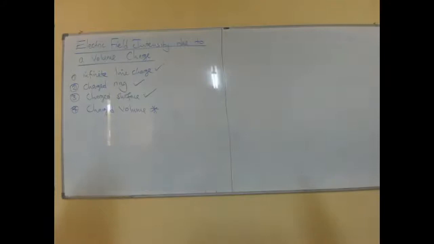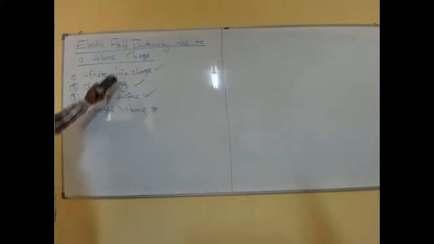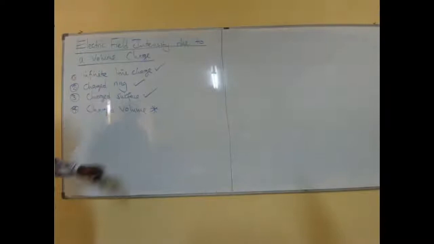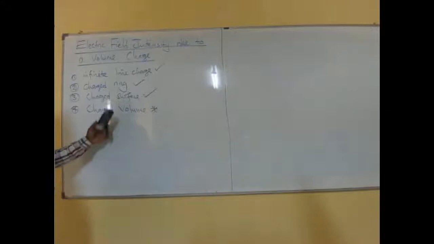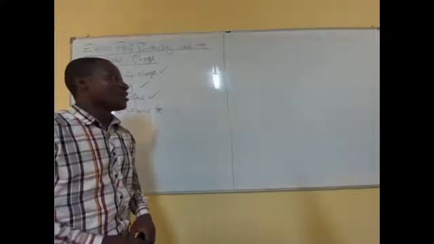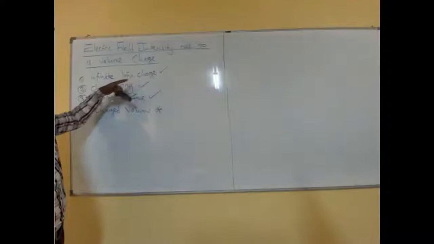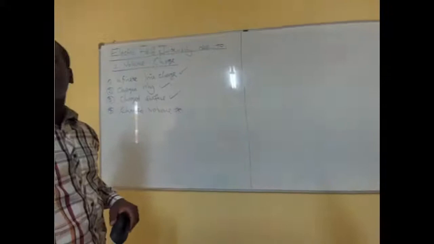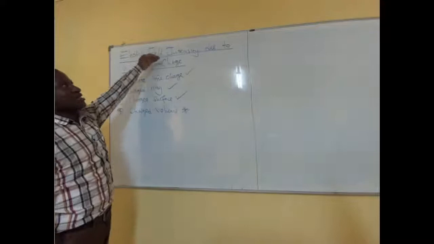So what we are trying to do is to find how we can actually calculate the electric field intensity for any given scenario. Like for example, an infinite line charge, the charged ring, the charged surface or a plate, and the charged volume. How do we do the calculations? That's what is very, very important. We have to know how we pick the small elements and then integrate so that we are able to derive equations and come to the electric field intensity expressions that we need.